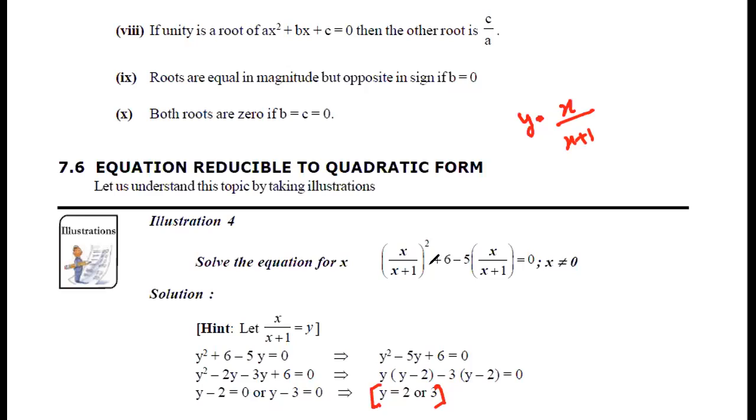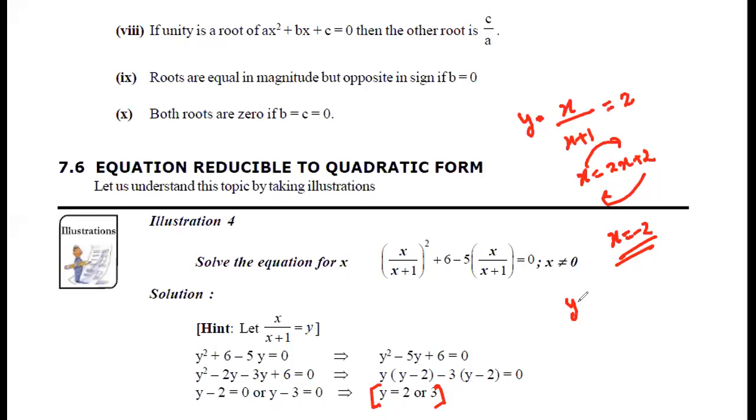That's the substitution. Now this can either be 2, so let's solve for 2. So x is equal to 2 into this, which is 2x plus 2. Then this will go this side, this will go this side. Then I can say x is equal to minus 2. Yes or no? If y is equal to 2, then x is equal to minus 2.